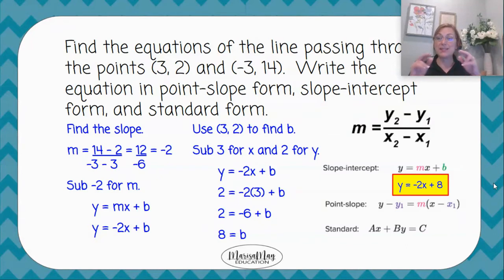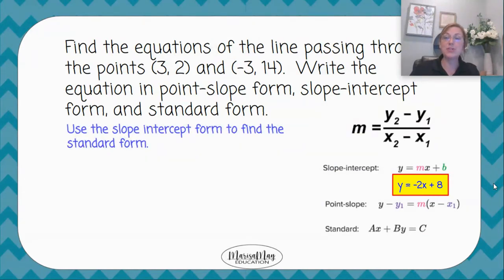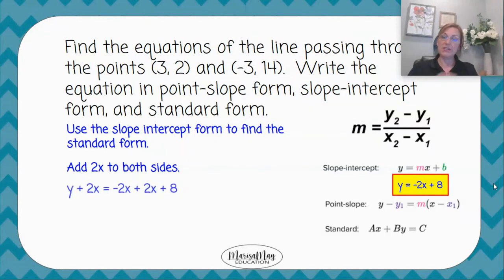Now, we're going to write the other two forms of the line as well. That's our point-slope and our standard form. Let's take a look at how to find the standard form. Now to do this, we're going to start with the slope-intercept form. So we have our y equals negative 2x plus 8. We're going to add 2x to both sides. When we do that, we're trying to get x and y on the same side of the equation here. And so that leaves us with 2x plus y equals 8.